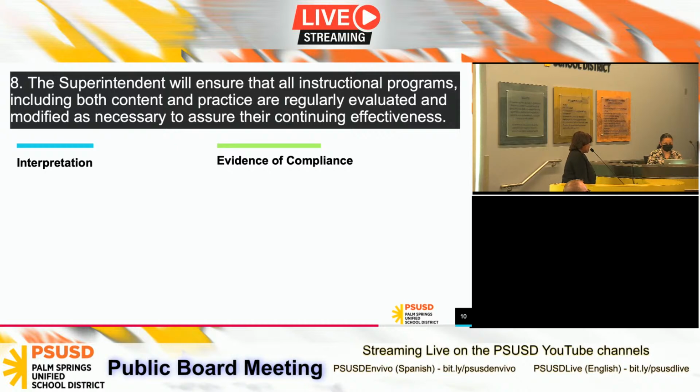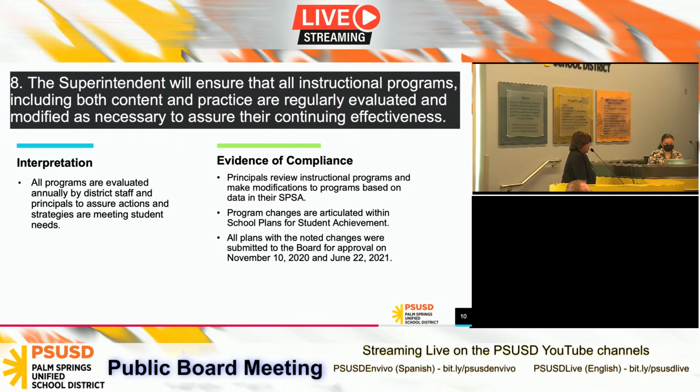Number 8, the superintendent will ensure that all instructional programs, including both content and practice, are regularly evaluated and modified as necessary to assure their continuing effectiveness. Our interpretation is that all programs are evaluated annually by district staff and principals to assure actions and strategies are meeting student needs. Principals review instructional programs and make modifications to programs based on data in their SIPSAs. Program changes are articulated within school plans for student achievement, and all plans, with the noted exceptions, were submitted to the board for approval on November 10th, 2020 and June 22nd, 2021.